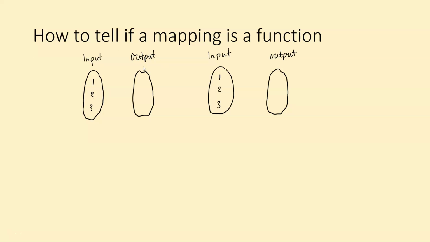So how to tell if a mapping is a function? You really only need to care about the input. If each input has just one arrow coming off of it, and they can cross patterns in any way, or they can go to the same number over here, it doesn't matter. But as long as there's just one arrow coming off of it, yes, this is a function. It's not a function once, like, we have this 2 here. If that has multiple arrows coming off of it, then that is what makes it not a function. So it's the input that you want to focus on when looking to see if a mapping is a function.